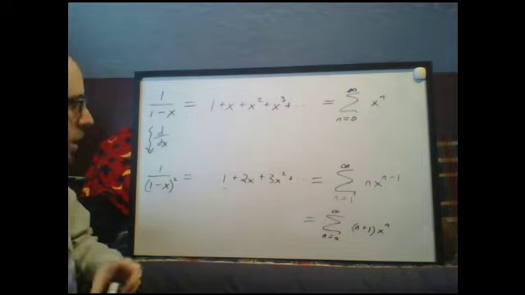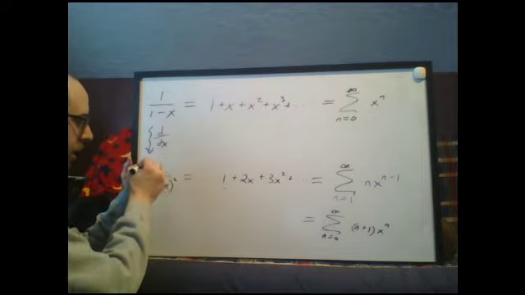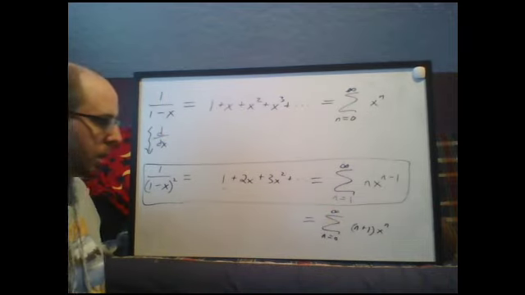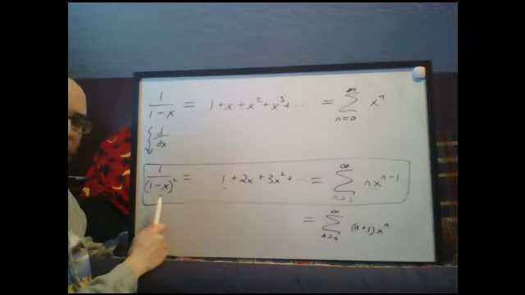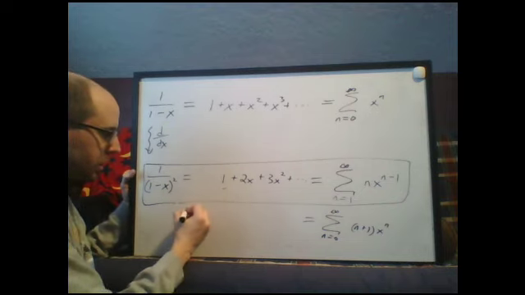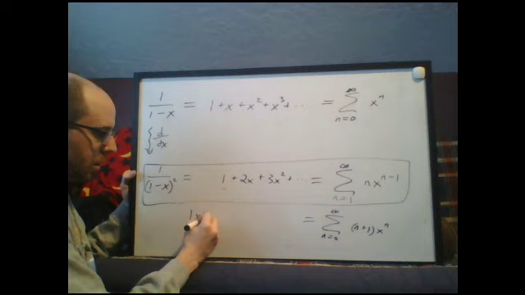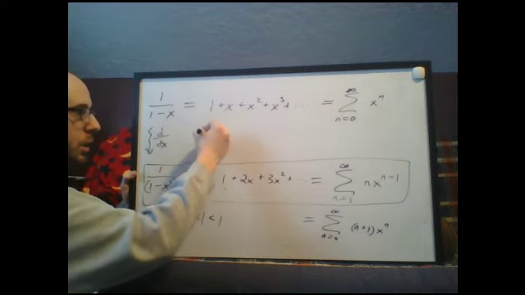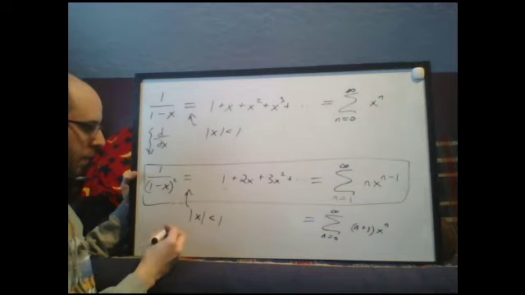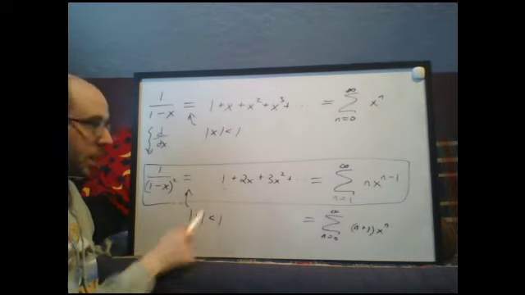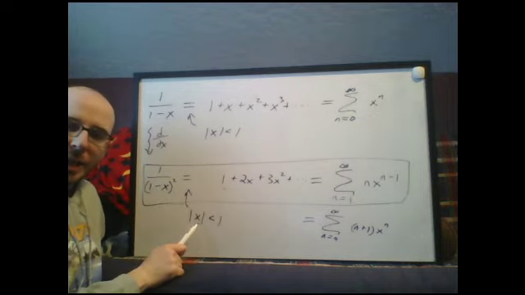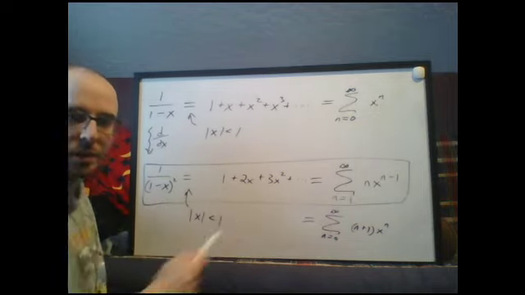Right, but in any case, whichever one I like, I'll just use the first one since I didn't have to do so much manipulation. That's a power series representation for 1 over 1 minus x squared. Its radius of convergence will be the same as it was here. So if the absolute value of x is less than 1, this equals this, and that means when the absolute value of x is less than 1, this equals this.